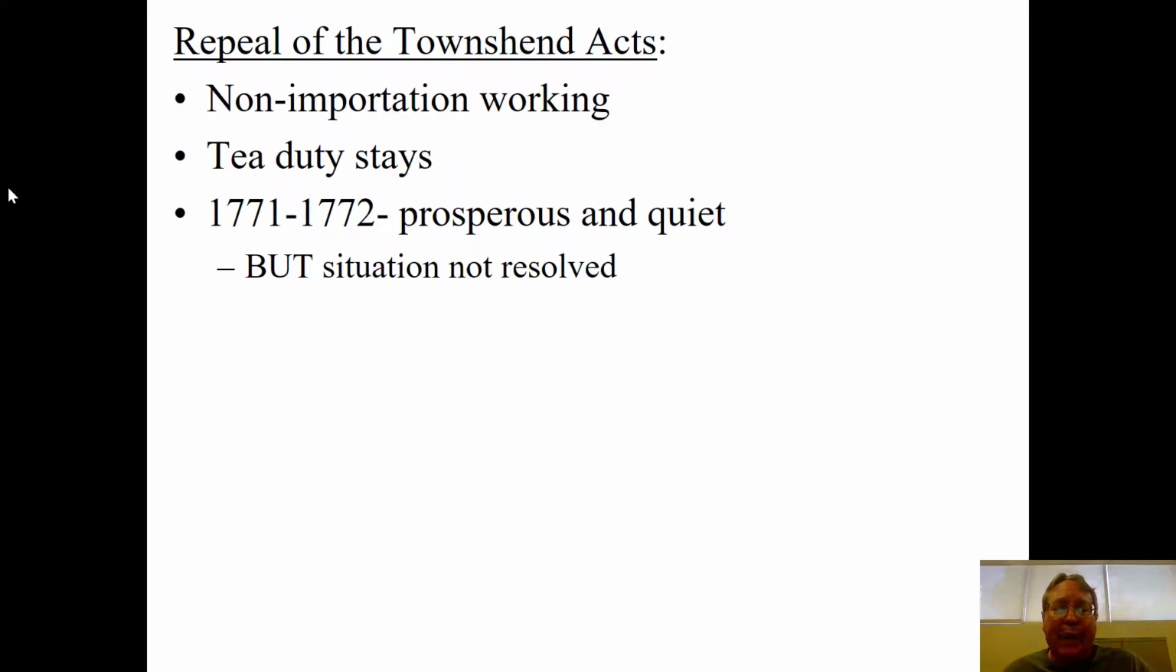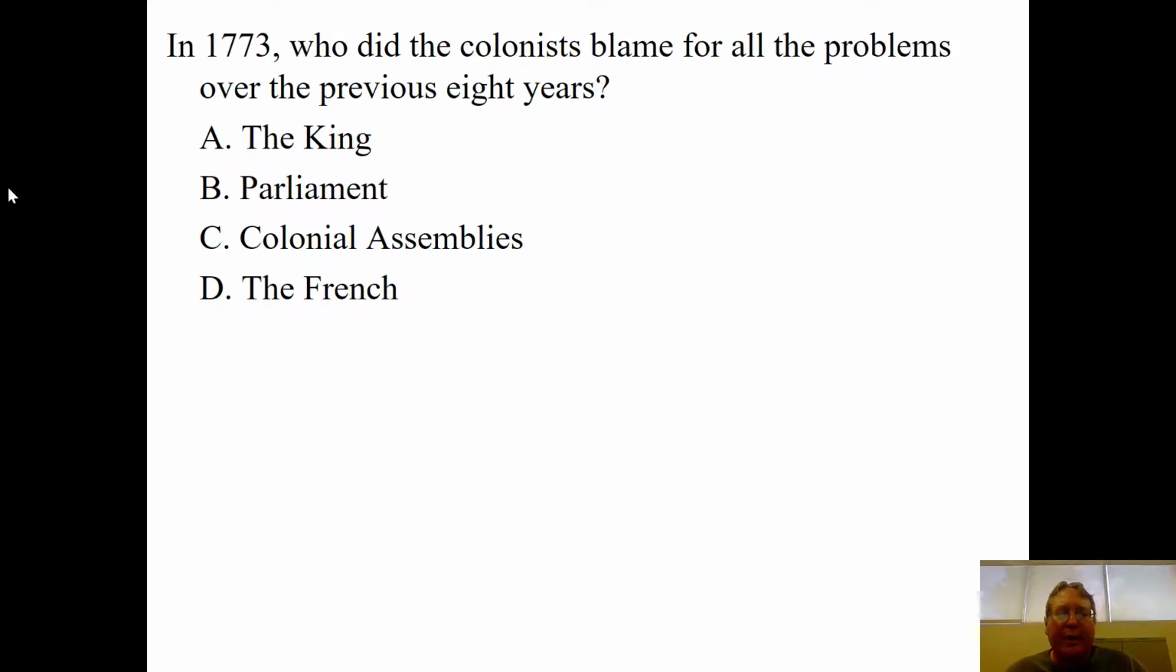So what's been resolved here? Not a whole lot, right? Once the Townshend duties have been repealed, the economy starts picking up. Prosperity returns, tensions come down. But in the end, nothing has been resolved. Parliament still thinks it can do whatever it needs to run its empire, and American colonists think, well, no, you can't do whatever you want because that's not the way the system works. There are limits on British power and authority. So both of these things cannot be true, right? And it leads to another important moment.